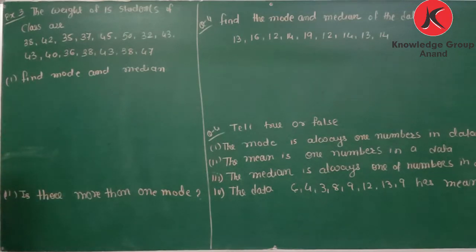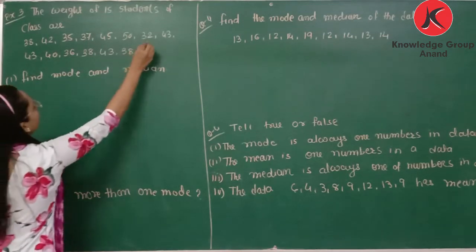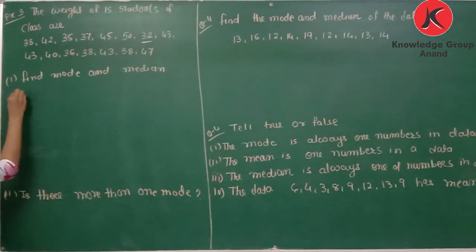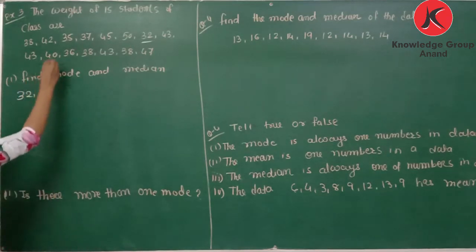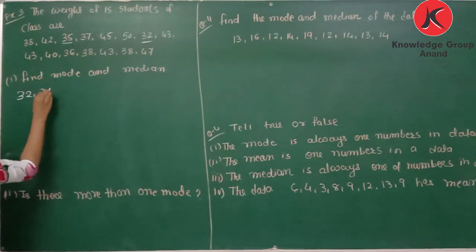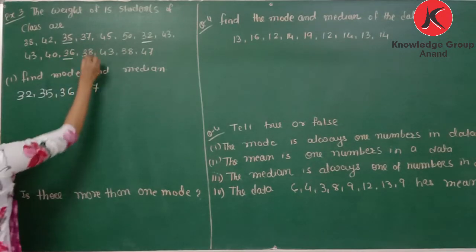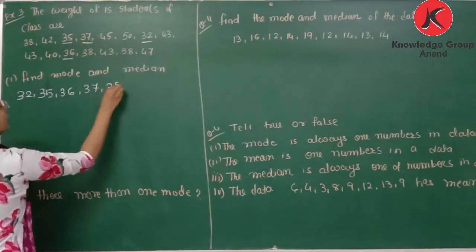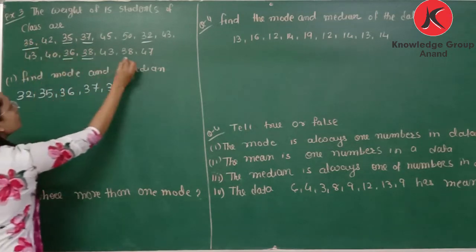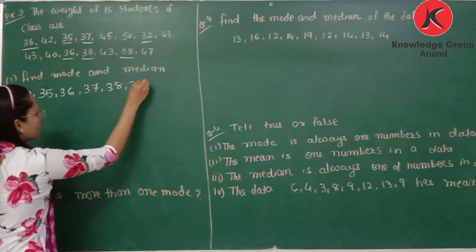So for mode and median, you need to arrange the data in ascending order. So let's arrange. What will be the smallest value in this information? You can see 32 is the smallest. So the first value will be 32. After that 35. Then 36. 37. Then 38. But here 38 is there 3 times, so we will write it 3 times.